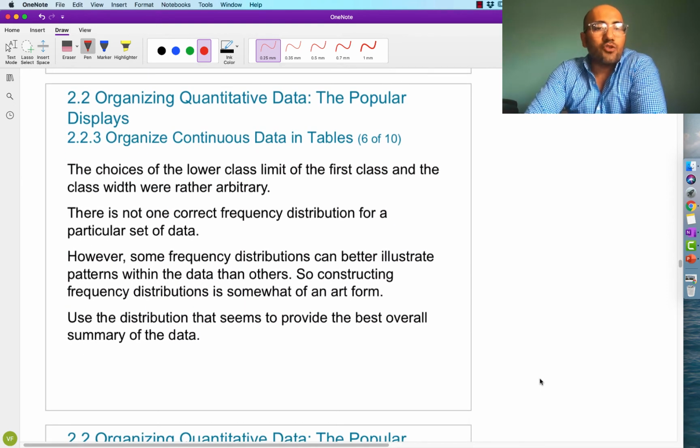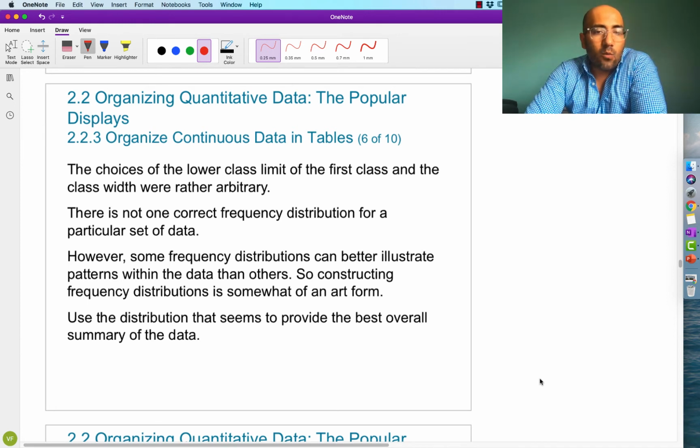Okay. The choices of the lower class limit of the first class and the class width were rather arbitrary. So like I said, it's a little bit of art, a little bit of science. There's not an exact perfect way of doing it. You just got to fudge around with it and change it around a little bit until you see something that's useful.